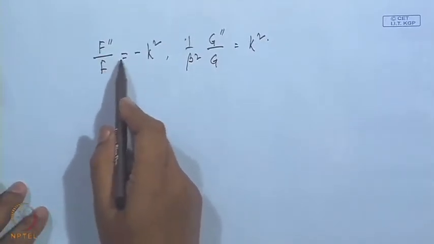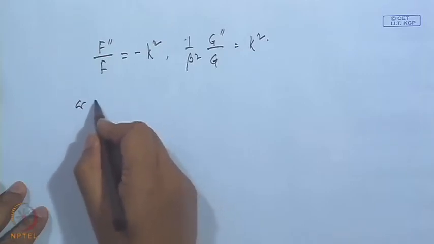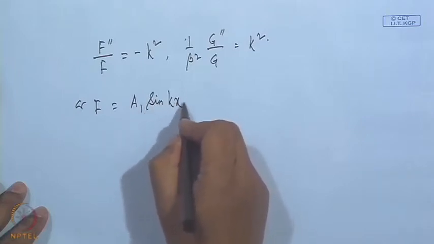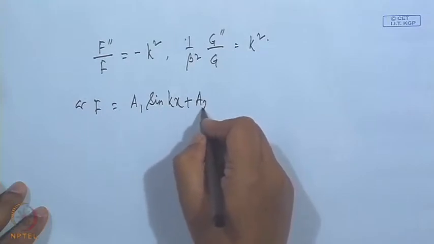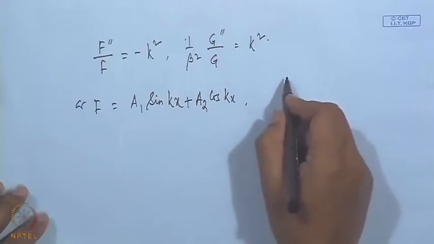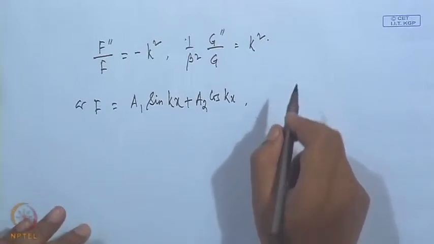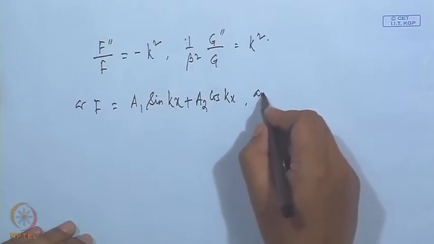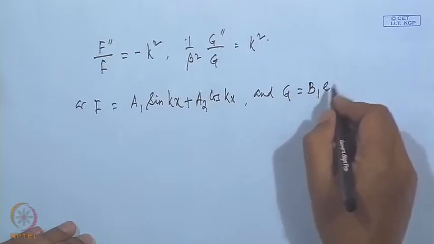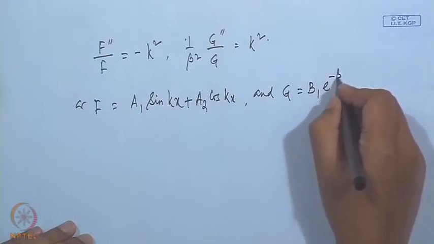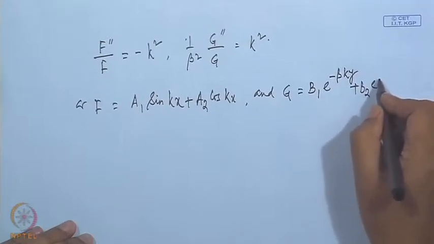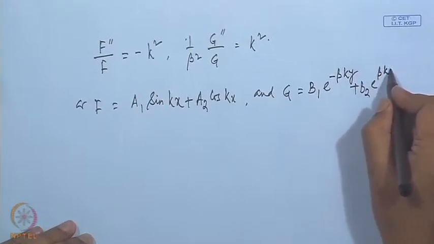Now, this gives us a solution that f equal to a 1 sin k x plus a 2 cos k x, and this gives g equal to b 1 e to the power minus beta k y plus b 2 e to the power beta k y.